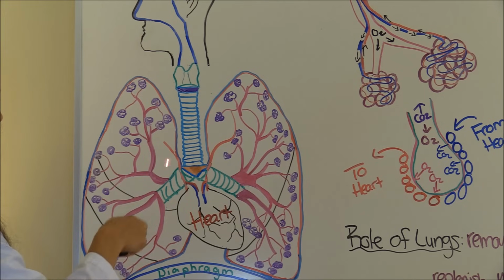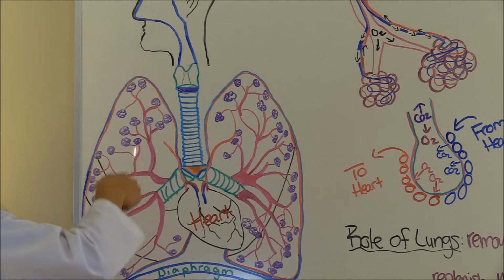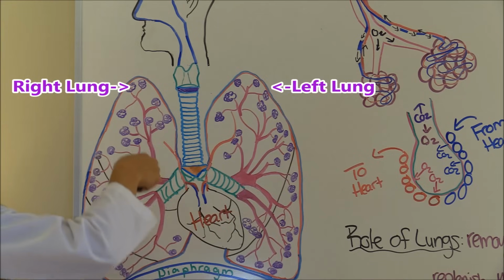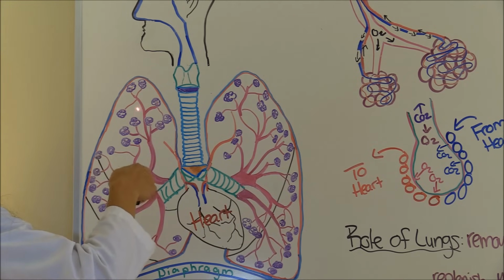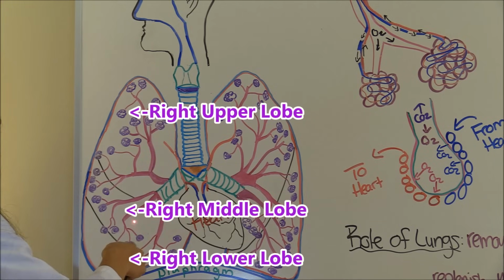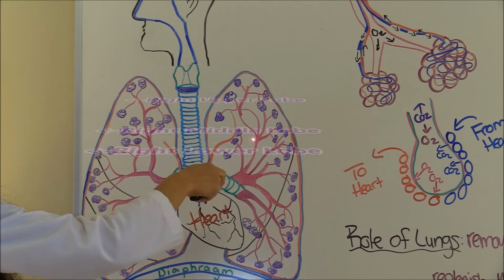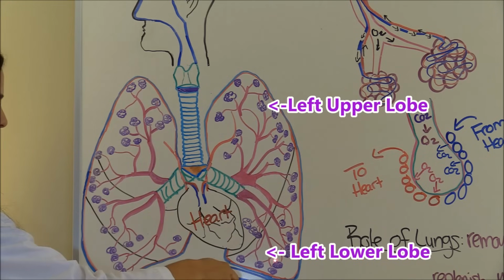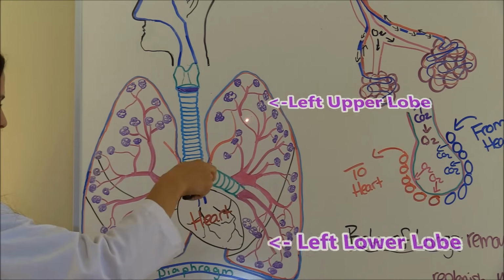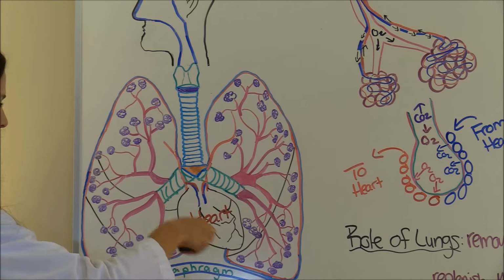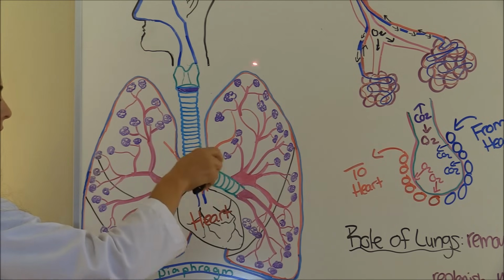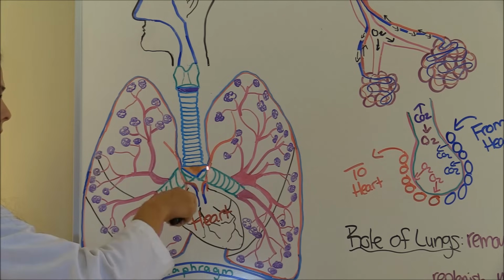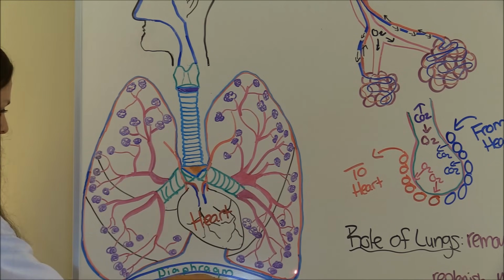Now let's talk a little bit about the lung itself. Here you have the right lung and you have the left lung. The right lung is made up of 3 lobes. You have the right upper, the right middle, and the right lower. Then you have the left upper and the left lower. So notice the left lung only has 2 lobes, where the right lung has 3 lobes. Then your lung is made up of 2 layers with some serous fluid in the middle of it.